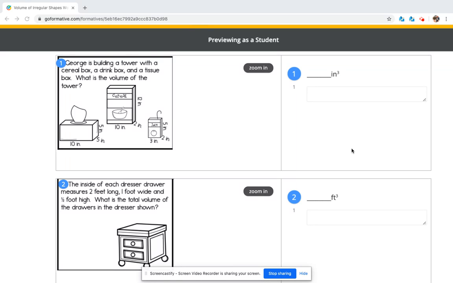But if you still need help with figuring out how to actually find the volume, then you can go back to the week 6 checklist and check out that math video that I linked in there. So let's go ahead and look at number 1.